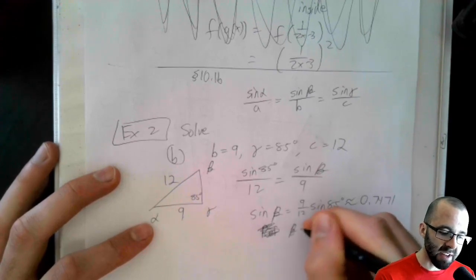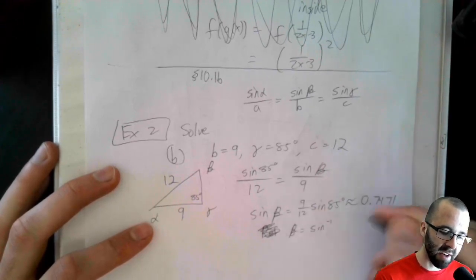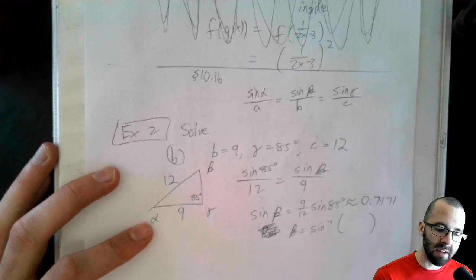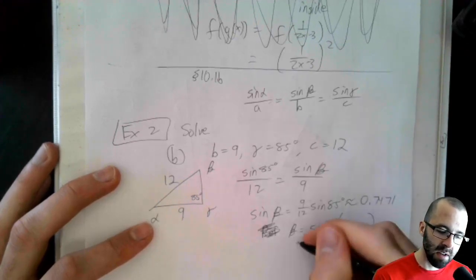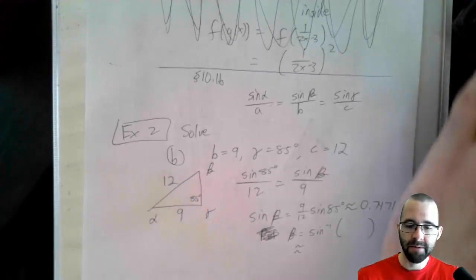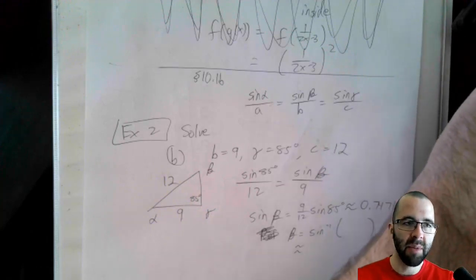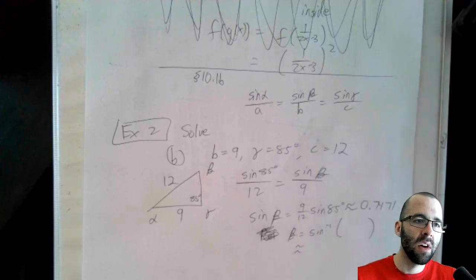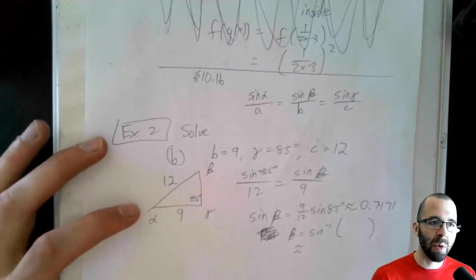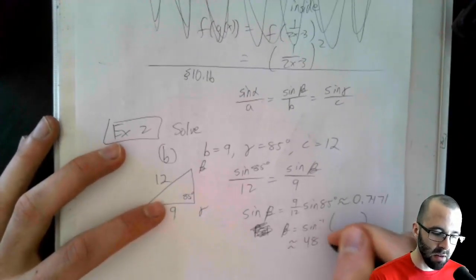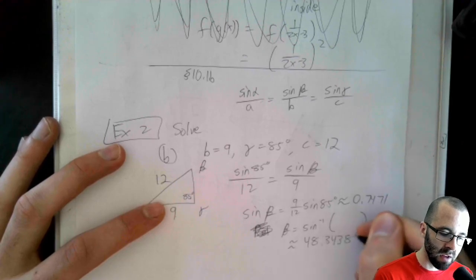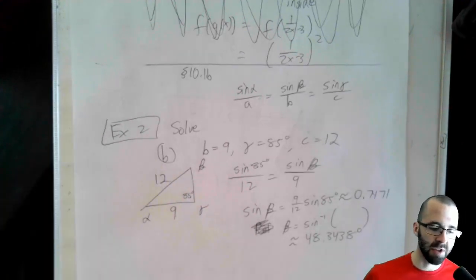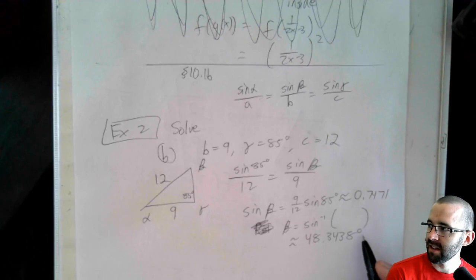We're going to use inverse sine, right? Beta is going to be inverse sine of all that, to get an approximation for beta. So if we type that into our calculator, we get 48.3438 degrees as one possible solution.